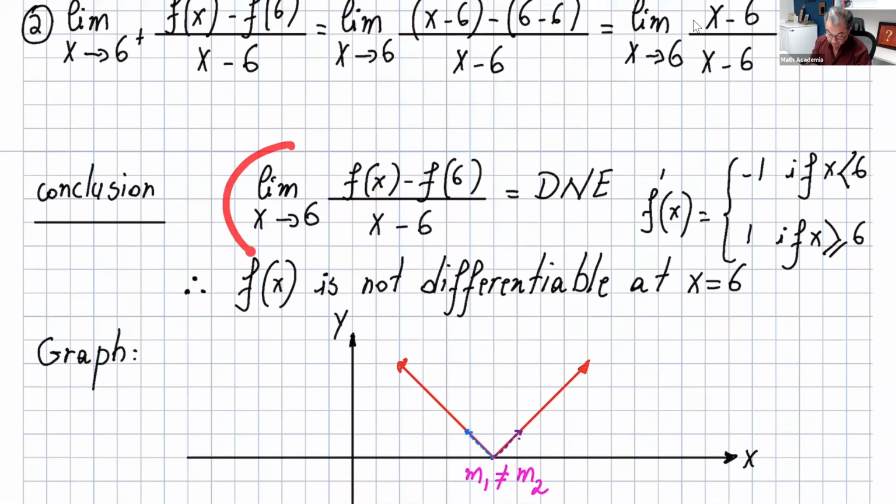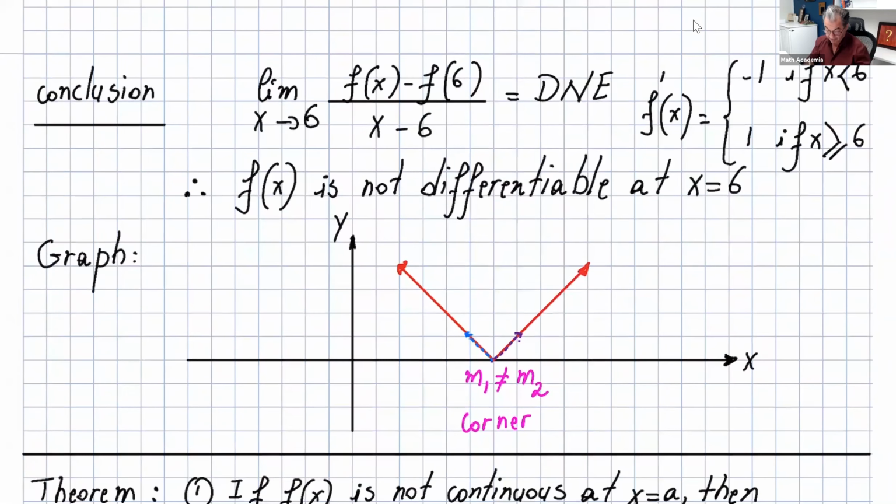So we know that this does not exist because the two limits are not the same. And f prime of x is -1 if x is less than 6, and it's 1 if x is greater than or equal to 6. So you say f of x is not differentiable at x equals 6.